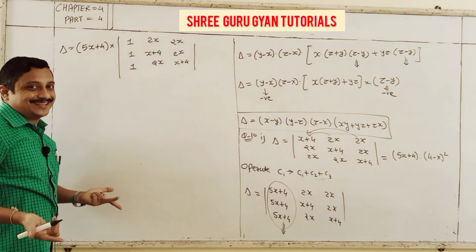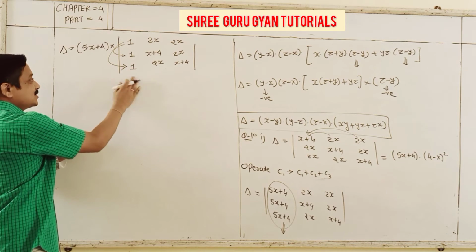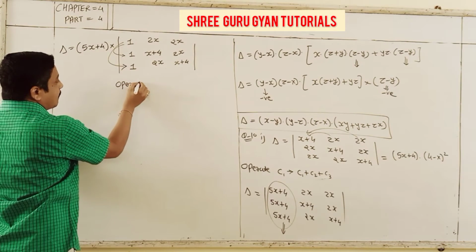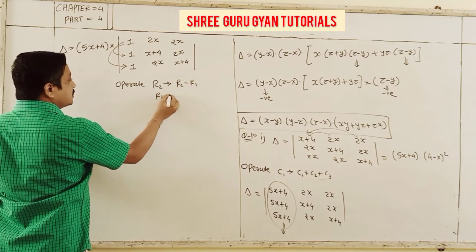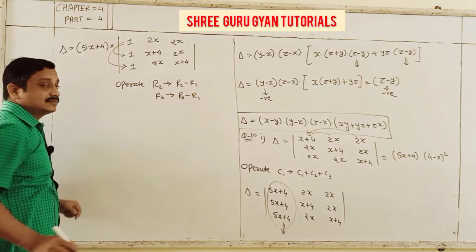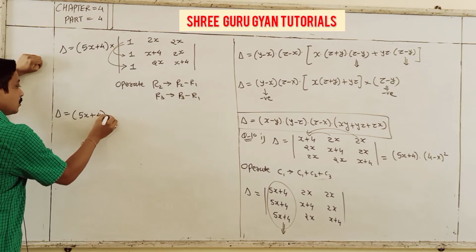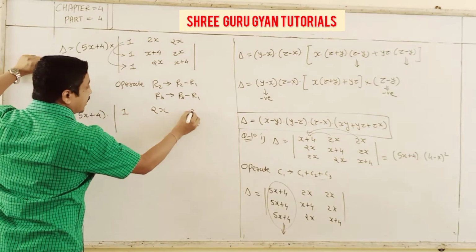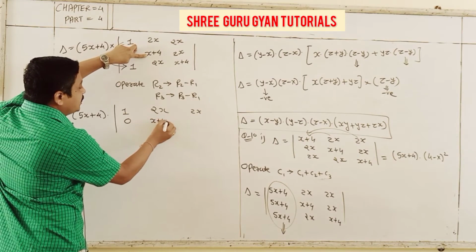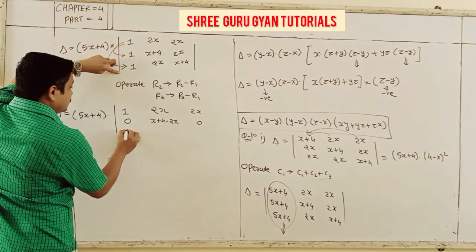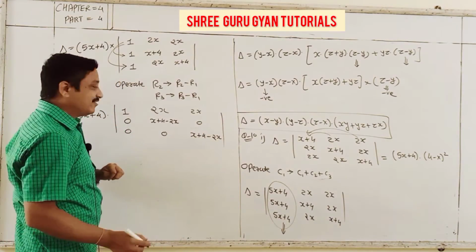Now, very easy, this and this are subtracted. Again, these and these are subtracted. So I operate row number second minus first and third row also minus first. So my answer is del 5x plus 4, other is 1, 2x, 2x, 1 minus 1, 0. X plus 4 minus 2x, here 0, 0, 0. X plus 4 minus 2x and decide final answer.